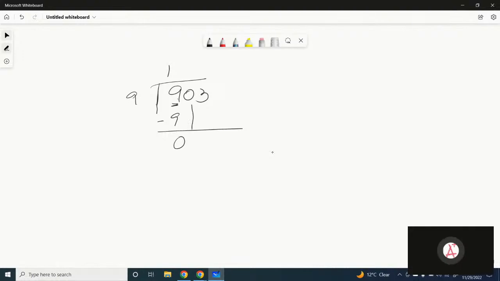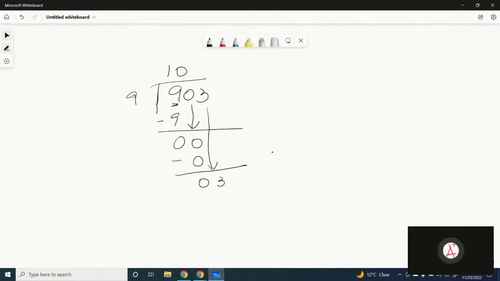Now bring the next digit down. The next digit is 0. So 9 times what number is 0? Basically the concept is this: 9 times 0 is 0. Got it? 0 subtract 0 is 0. Bring the next digit down. It would be 3. Got it? That is actually the concept because 9 times 0 makes 0.